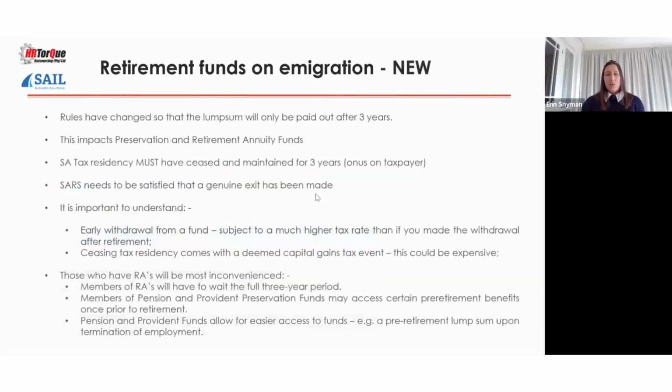Now, the new rules with regards to retirement funding, so the rules have changed. Effectively, the lump sum is only going to be paid out after 3 years, and you would need to ensure that you have indicated to SARS that you have non-tax residency status for 3 years, must be continuous 3 years, and the onus is, of course, on the taxpayer. If you're already sitting in your new country, and you immigrated and your intention was to immigrate more than 3 years ago, it can be backdated, obviously, to the date that your actual non-residency status began.